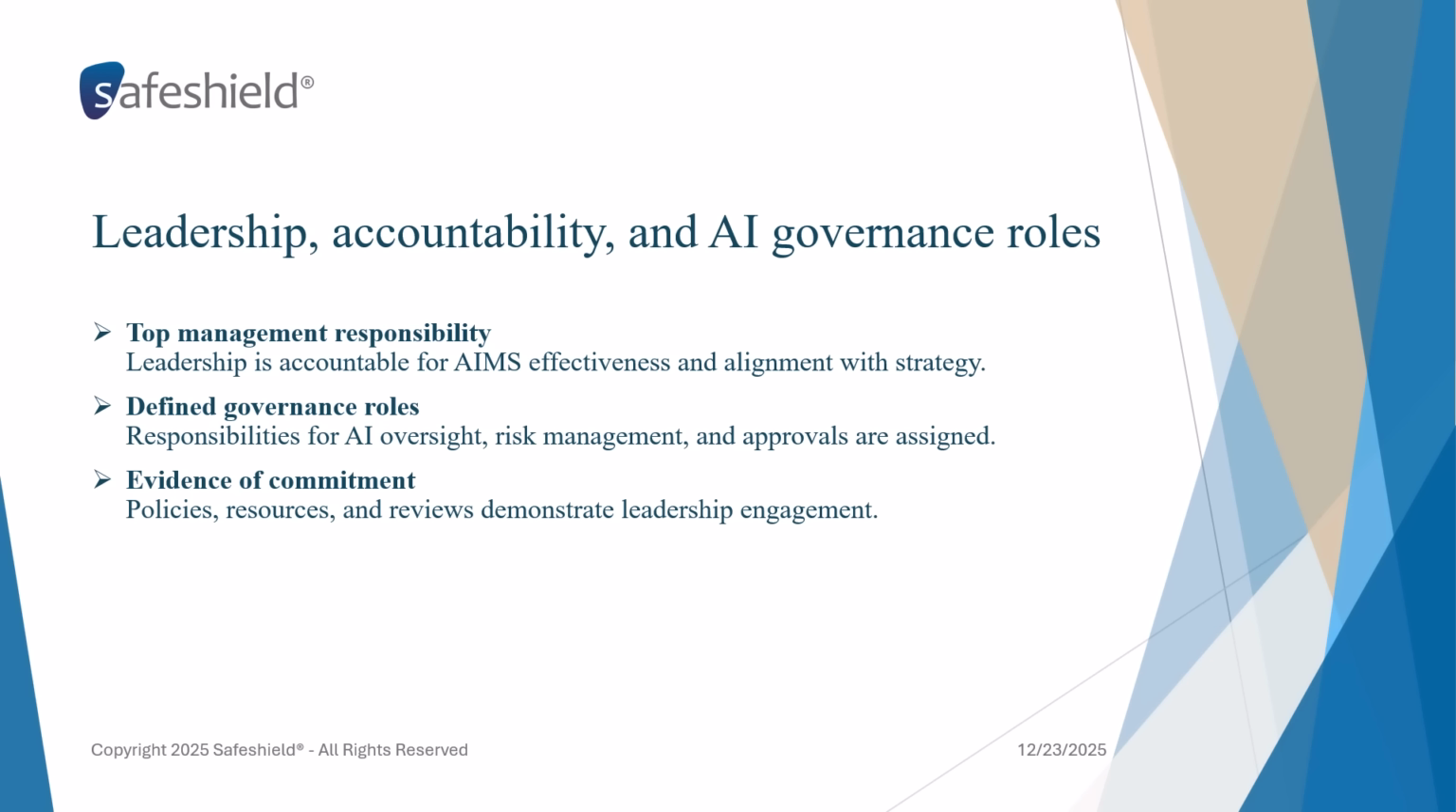Leadership is the factor that determines whether an AIMS becomes a living management system or a set of disconnected documents. ISO 42001 requires top management to demonstrate commitment, set direction, and ensure that AI governance is integrated into normal business governance. The standard expects accountability to be explicit. Accountability includes approving the AI policy, ensuring objectives are defined, and making sure responsibilities are assigned with enough authority to be effective.